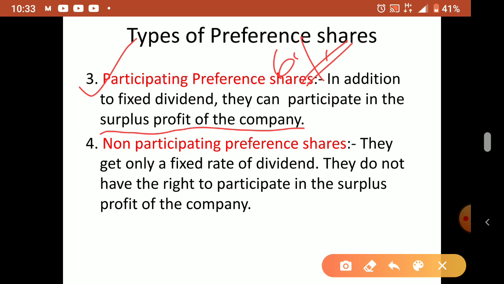So surplus profit they will also be getting, in which category? Participating preference share. If you are a participating preference shareholder, then only you will get it, otherwise you will not. Non-participating means that shareholder is not participating in the surplus profit of the company. Understood? So participating preference share means the shareholders have the right to participate in the surplus profit of the company in addition to the fixed dividend. Non-participating means they have no right to participate in the surplus profit. Whatever is fixed, that only they will get.